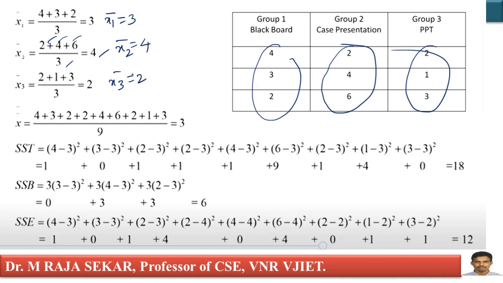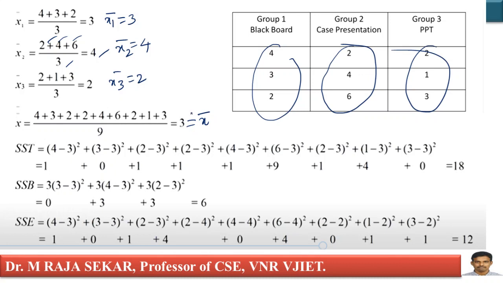Then find the overall sample mean. How can I find the overall sample mean? Just add all the elements present in these 3 groups, and totally how many elements are there? There are 9 elements. That is x bar, the overall sample mean.